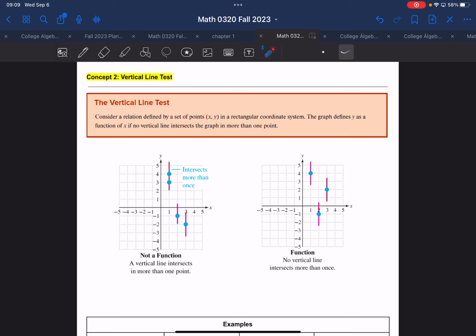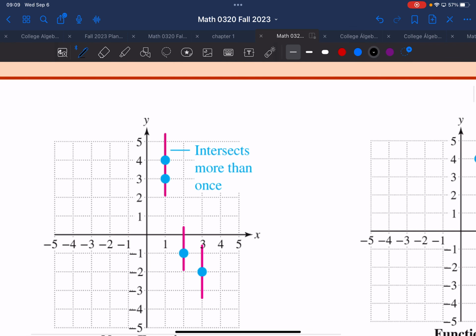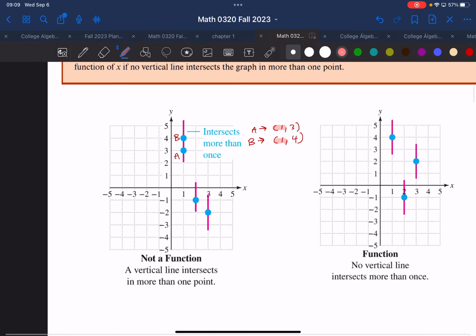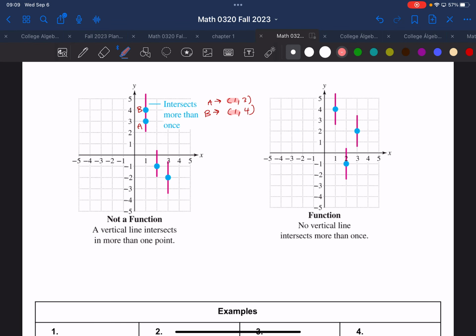So that means it is a function. Okay. So this is that same concept of x's cannot repeat. Because if we were to label these points right here, where it is not a function, let's label this A and B. What would point A be? 1, 3. And what about point B? 1, 4. Notice how the 1's repeat, okay? So instead of having to write out all of these ordered pairs, we just use the vertical line test. Okay, so let's look at some examples.